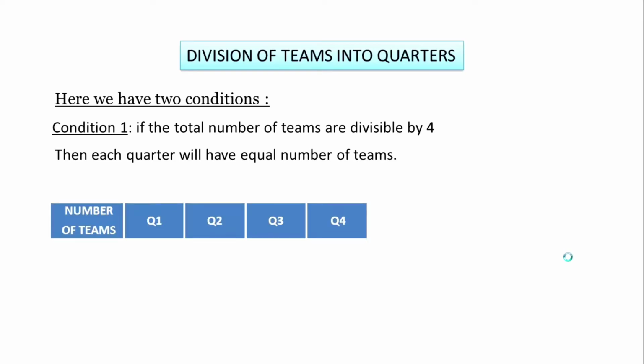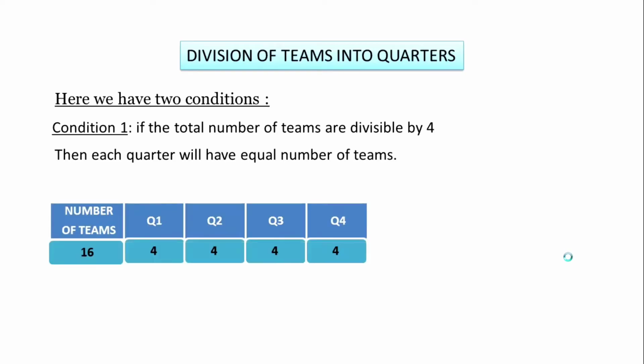Here we have 4 quarters, quarter 1, 2, 3 and 4. If the number of teams is 16, then it is divisible by 4. So each quarter will have an equal number of teams, that is 4 in each quarter. 4 fours are 16.